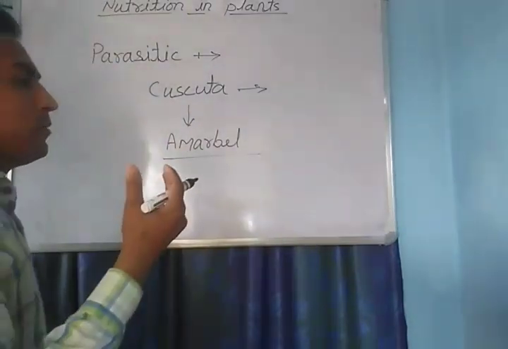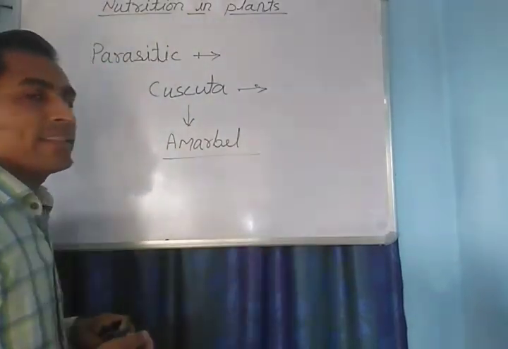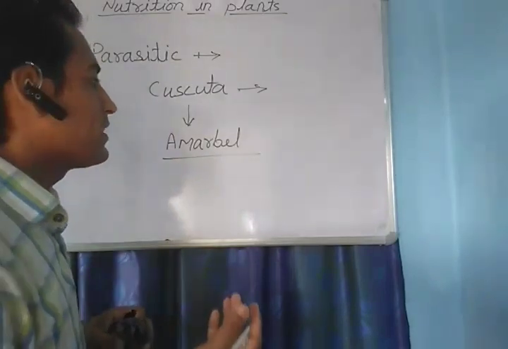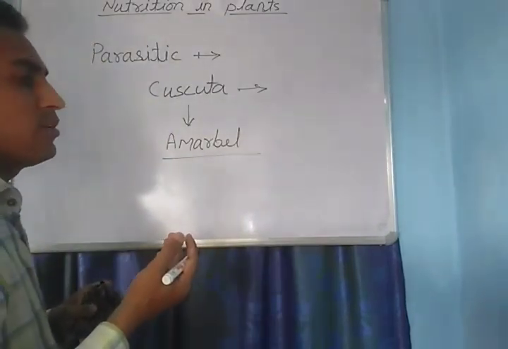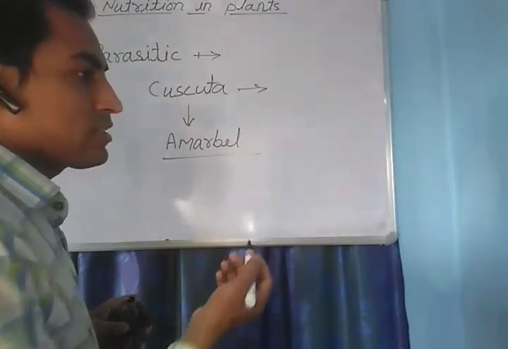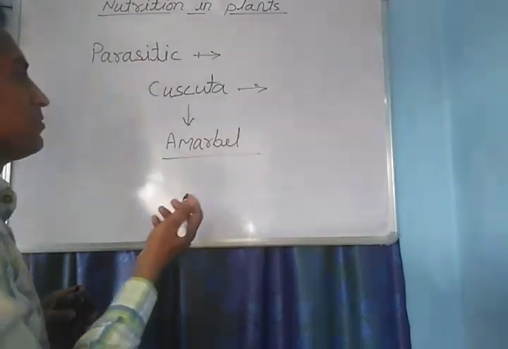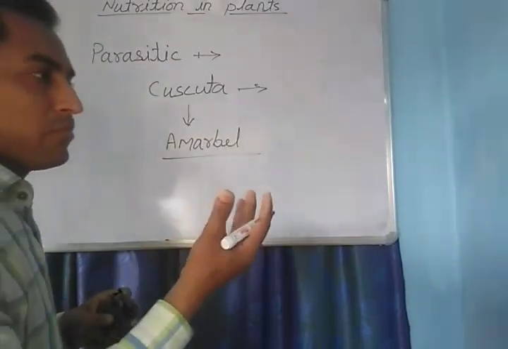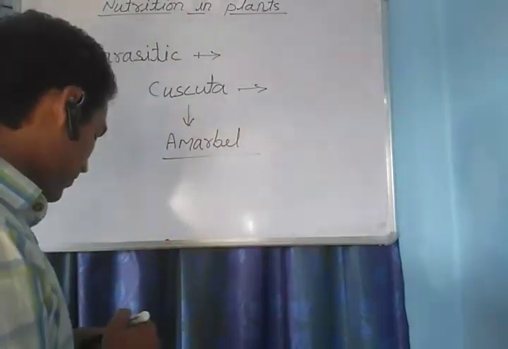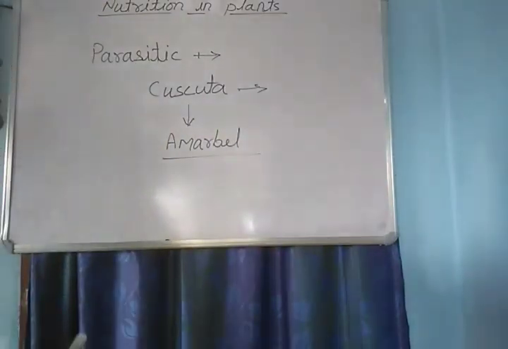Other animal parasites are like mosquitoes, lice, and some others like protozoans. Okay, so the next one.